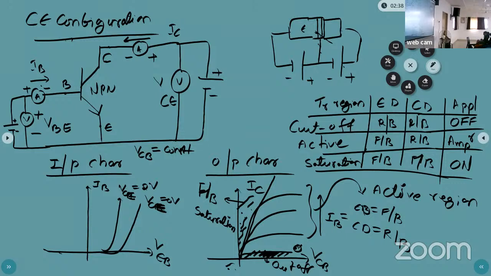The table is also important for your 2 mark and 1 mark questions. Now the next configuration is common collector, that is called the CC configuration.